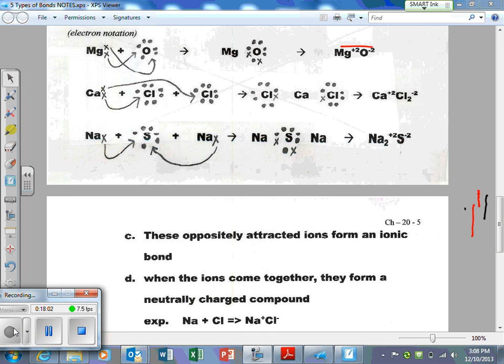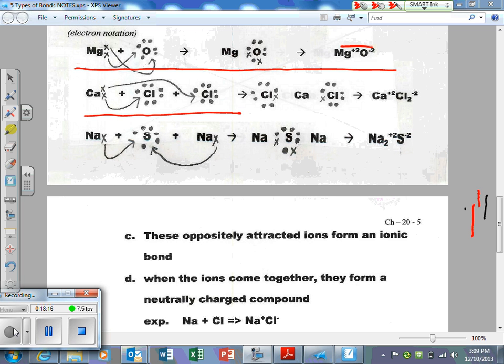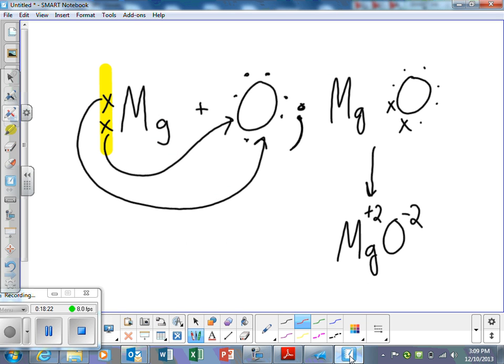Okay, so here are some electron notation examples. We just did this one already. Magnesium and oxygen, we did that together. Calcium and chlorine, there's another example. Now look at this one. This one is more interesting. Let's do this on a different piece of paper here.